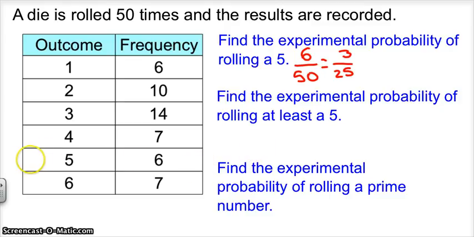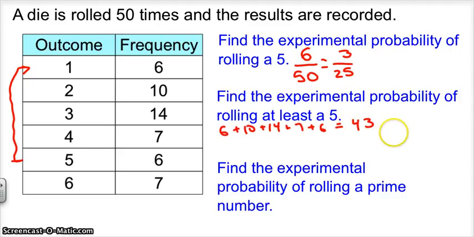Let's find the experimental probability of rolling at least a 5. Well, at least a 5 is all of these, because you can roll a 4, and that's at least a 5, a 3, a 2, and a 1. So what do we have to do? We have to add up the 6 plus the 10 plus the 14 plus the 7 and plus the 6 to get 43, and that is 43 out of 50 for the experimental probability of rolling at least a 5.